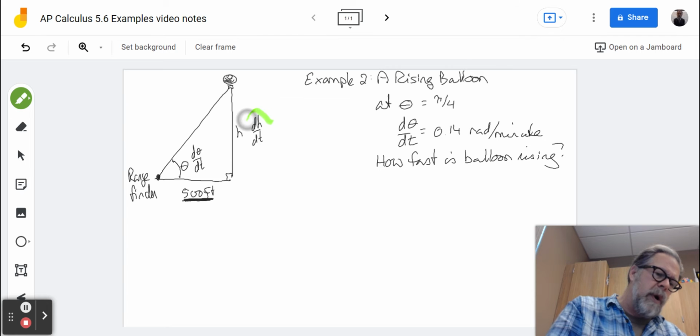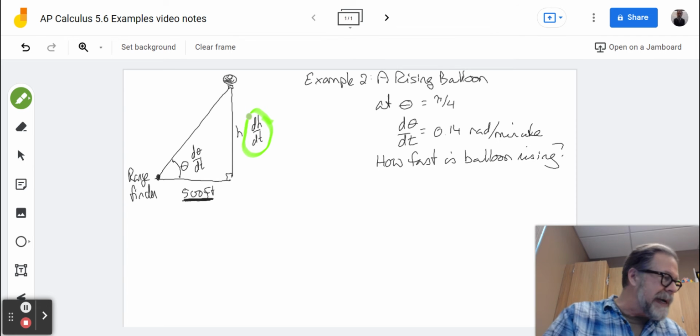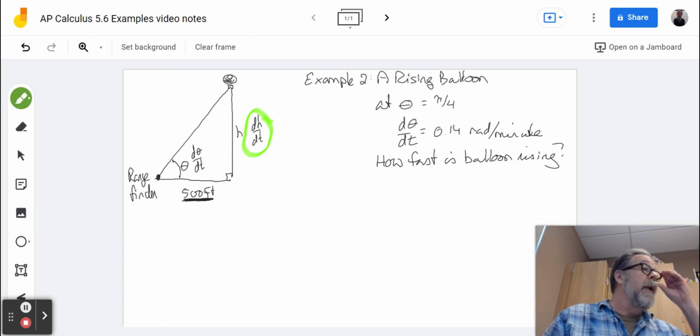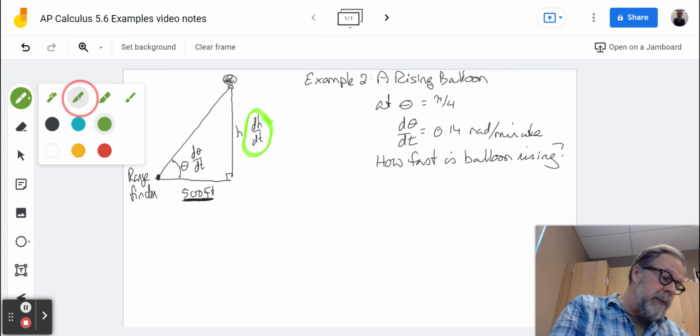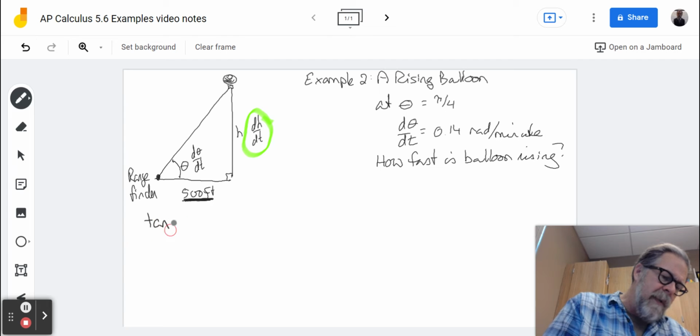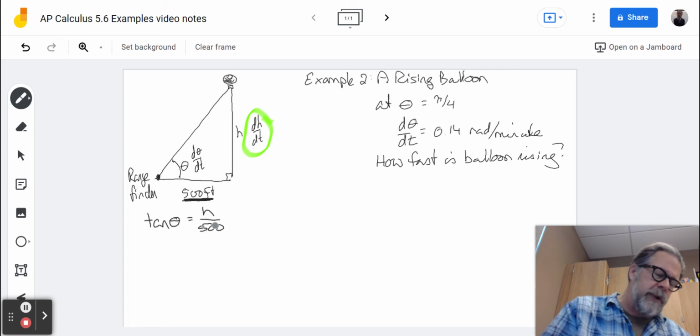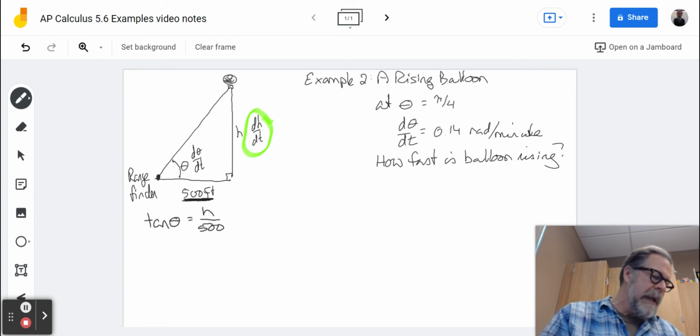Which means that what we are trying to find is dh dt. So let's see what we know. Well, we've got a right triangle. Looking at this, we have a tangent problem. So the tangent of the angle is equal to opposite over adjacent, h over 500.